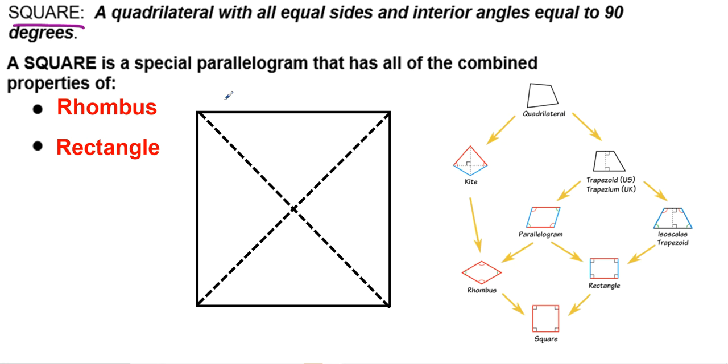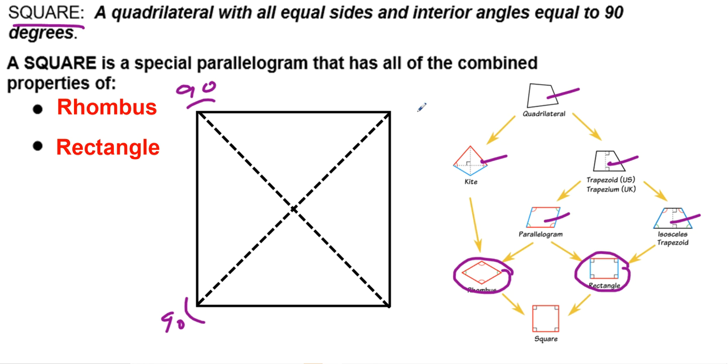Squares, our last one. So squares have all the properties of a rhombus and all the properties of a rectangle. So it has all the properties of everything: a kite, trapezoid, isosceles trapezoid, parallelogram, and quadrilateral. It's like the ultimate baby of quadrilaterals. So it has opposite sides congruent, opposite sides parallel, diagonals intersect at 90 degrees, diagonals bisect, they're congruent, and all these angles are 90 degrees.